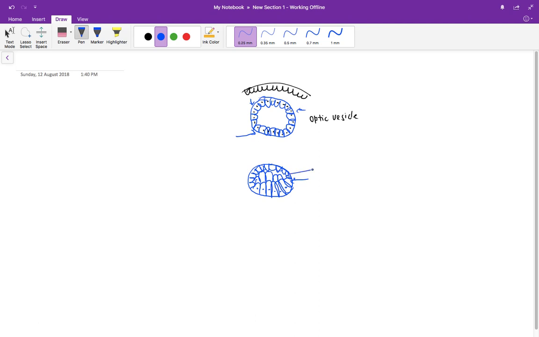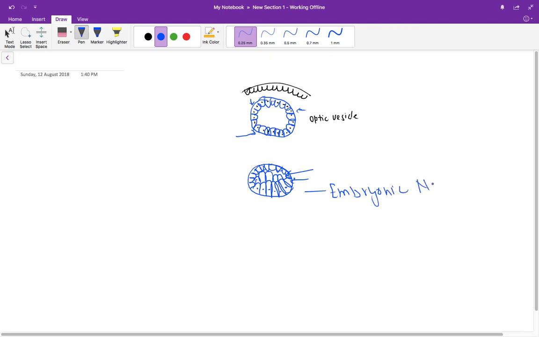So initially, the embryonic nucleus is formed from the primary lens fibers. So this is the embryonic nucleus. This is formed from the posterior epithelium, and these are called primary lens fibers.